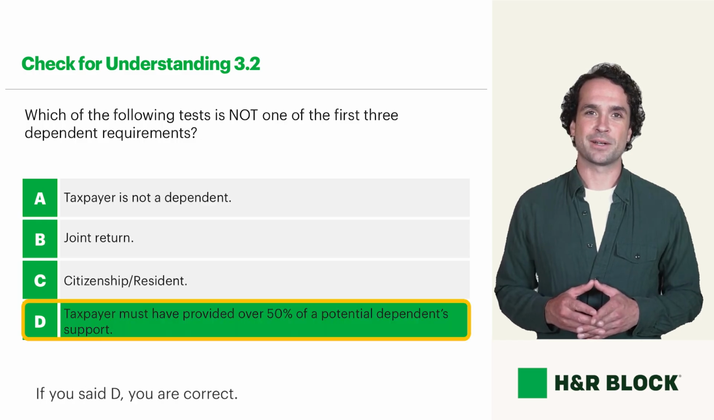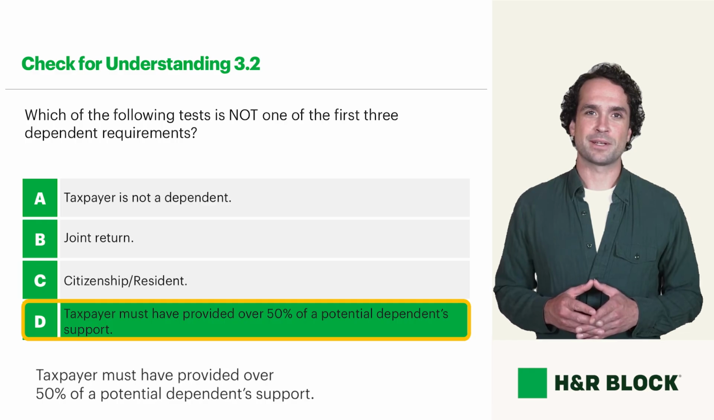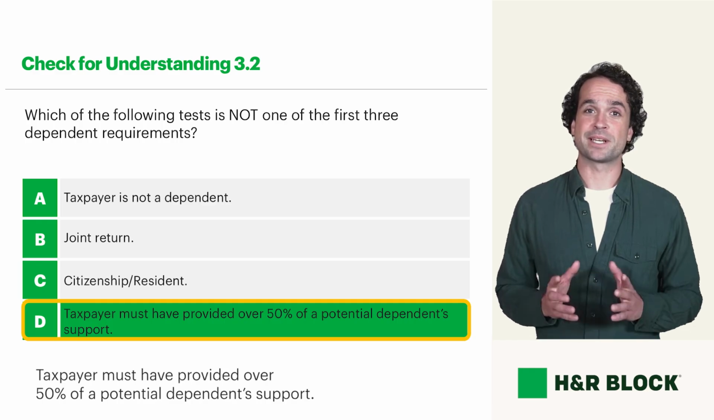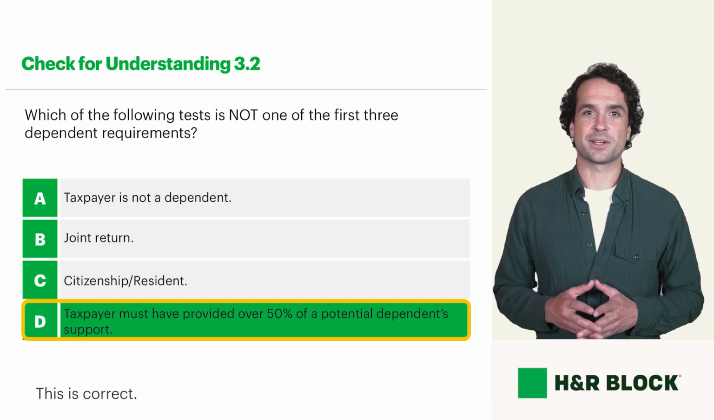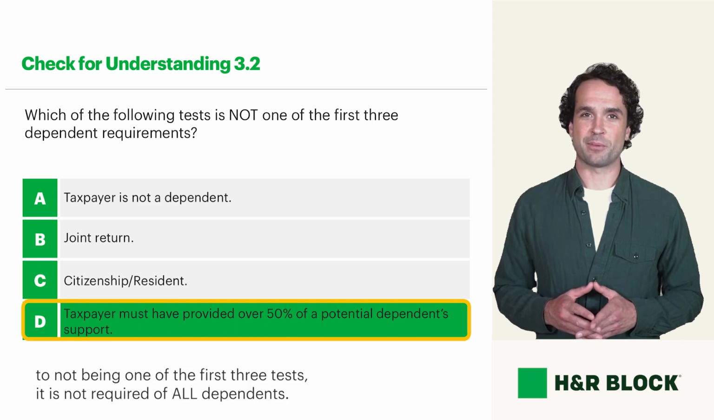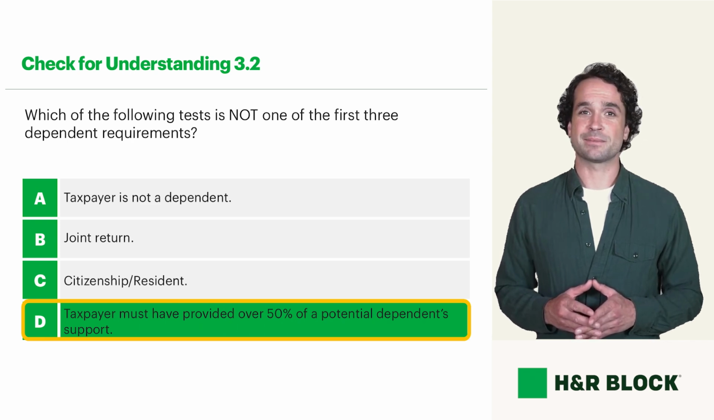If you said D, you are correct. Let's look at each answer in more detail. Taxpayer must have provided over 50% of a potential dependent's support. This is correct. In addition to not being one of the first 3 tests, it is not required of all dependents. It is only required for qualifying relative.